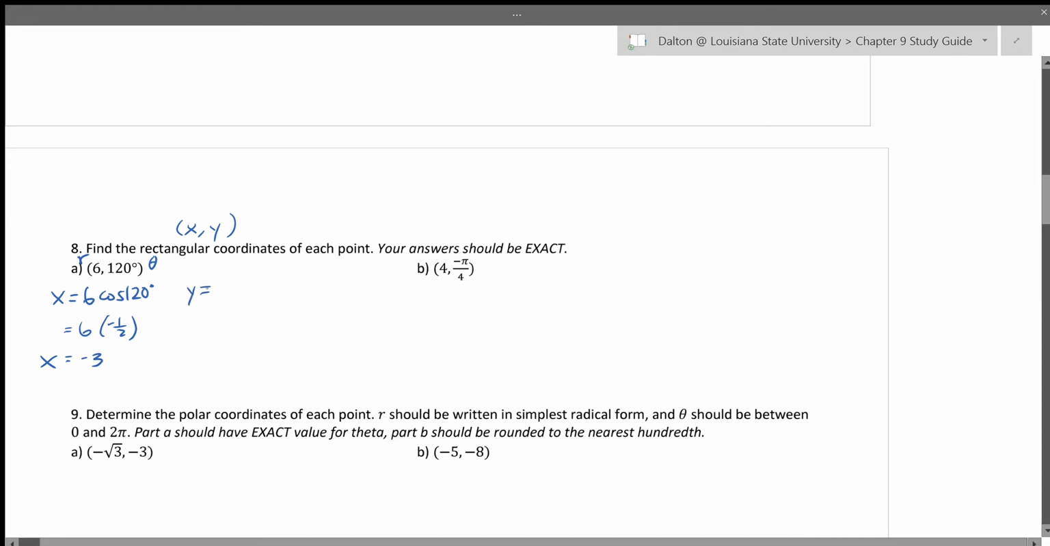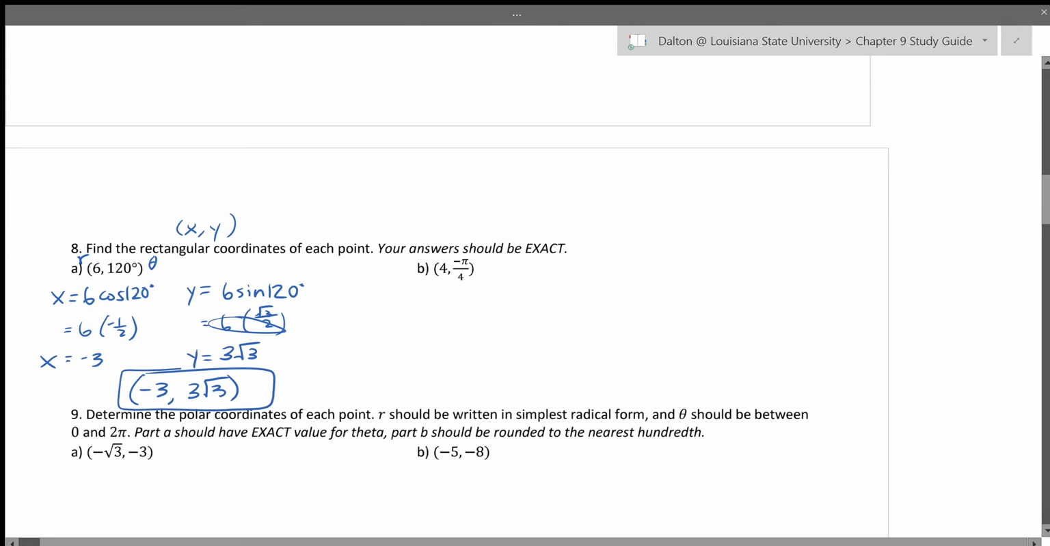The y coordinate is given by r times the sine of theta. So it's going to be 6 times the sine of 120 degrees. So that'll be 6 times, again, using the unit circle, the sine of 120 is the y value, which will be square root of 3 over 2. And then when I reduce this, 6 square roots of 3 over 2, 6 over 2 is just 3, so 3 square roots of 3 as y. So your final answer in rectangular coordinates for part A would be negative 3, 3 square roots of 3.